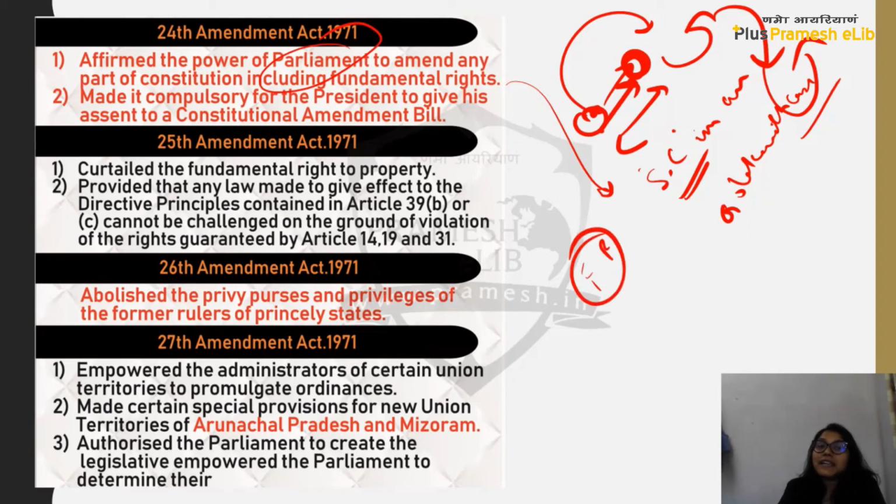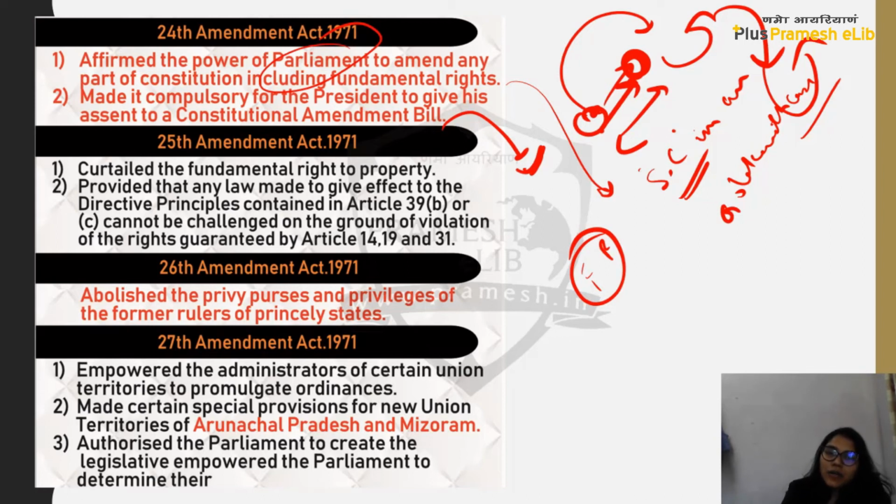Second, it made it compulsory for the president to give his assent to the constitution amendment bill. This was what I was talking about. As I told you in the procedure of constitution amendment, there is no provision of joint meeting, there is no prior recommendation of the president needed to introduce the bill in parliament, and the president cannot return or reject the constitutional amendment bill. He has to give his assent. That the president has to compulsorily sign was brought about by the 24th Amendment Act of 1971.